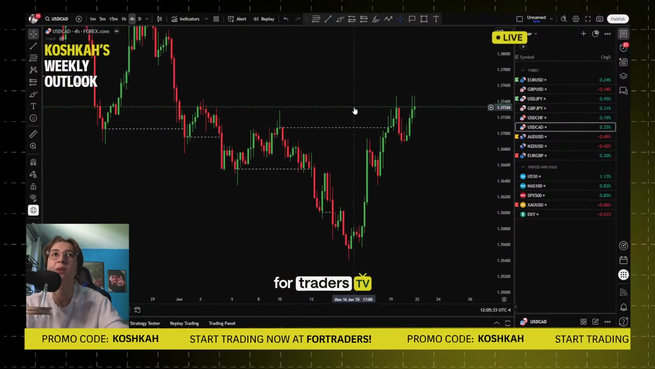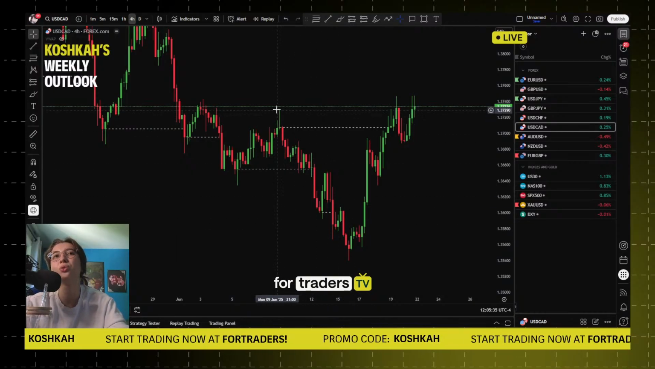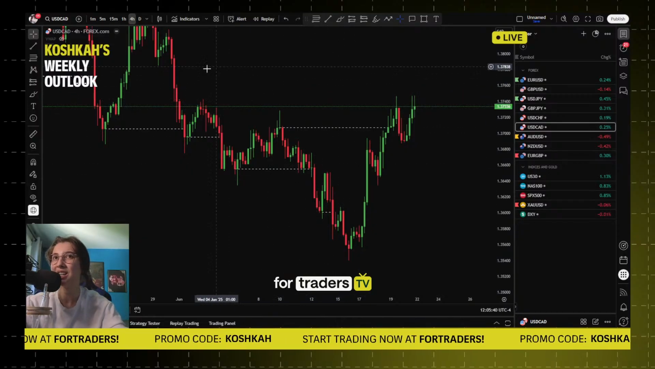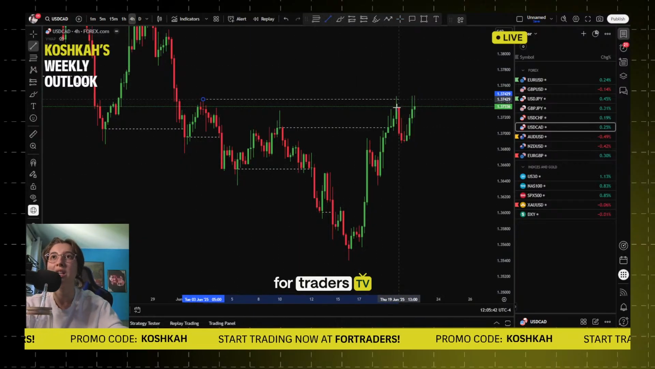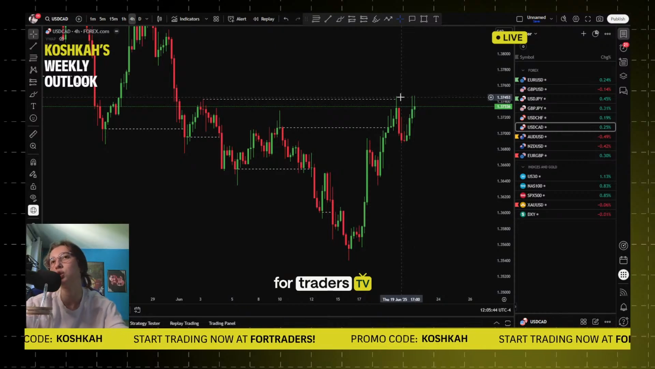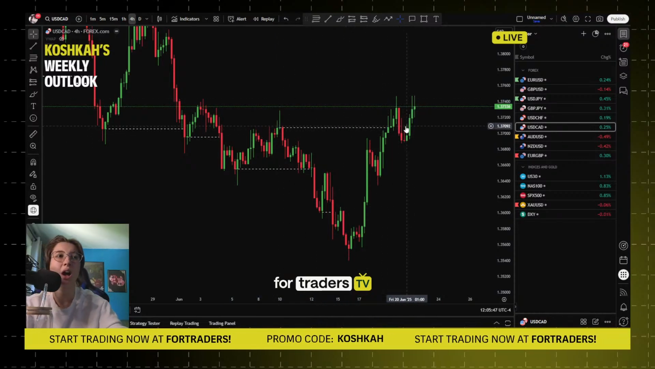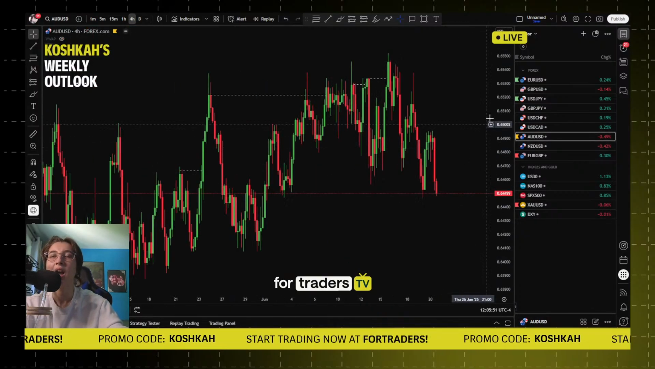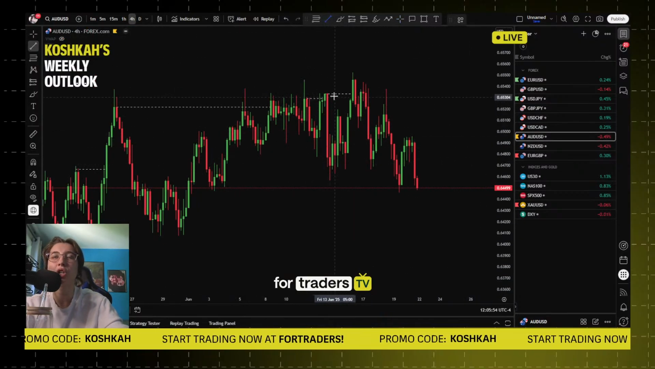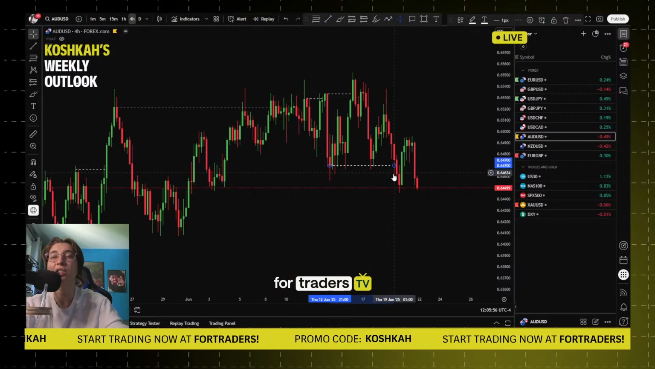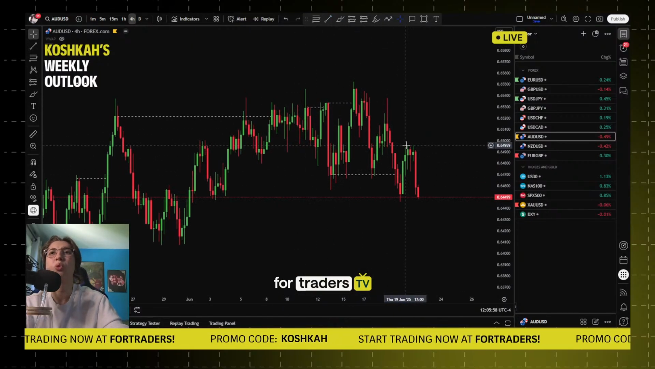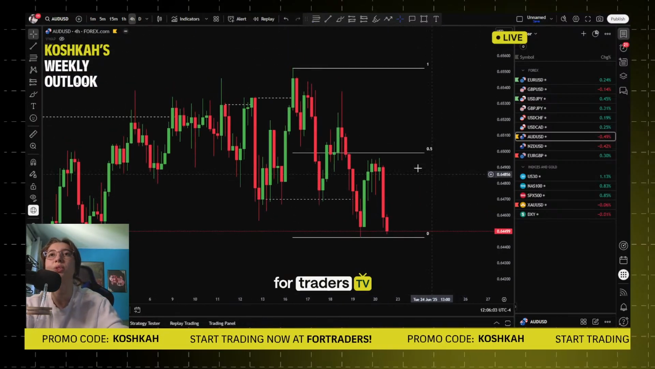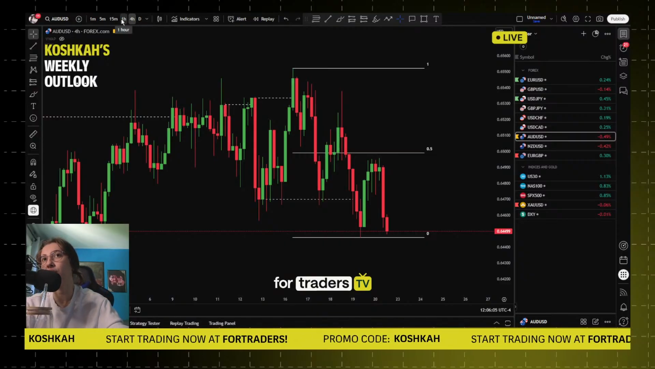USD CAD. Here now we broke structure to the upside, but it's too soon to wait for any buys. This might just be a liquidity sweep right here, and then price might continue to push to the downside. So for now, I will just be waiting for a better structure on USD CAD. AUD USD, same thing. Here we broke structure to the downside here and here. It looks like we're starting to get more counter-trend bearish, but if you take a Fibonacci from the high to the bottom, there's nothing on the 4 hour.